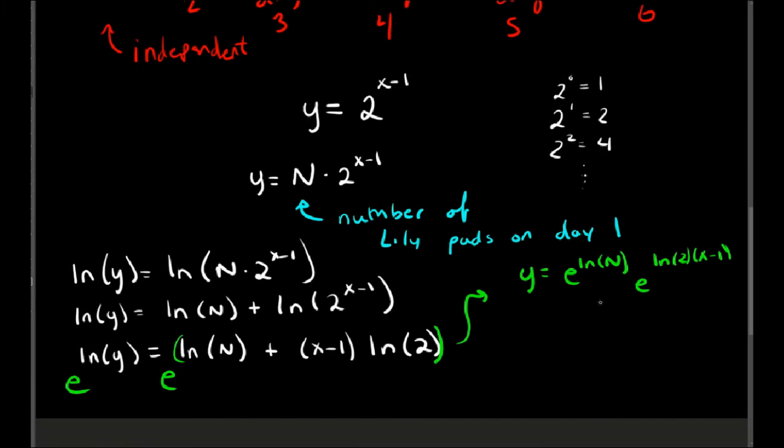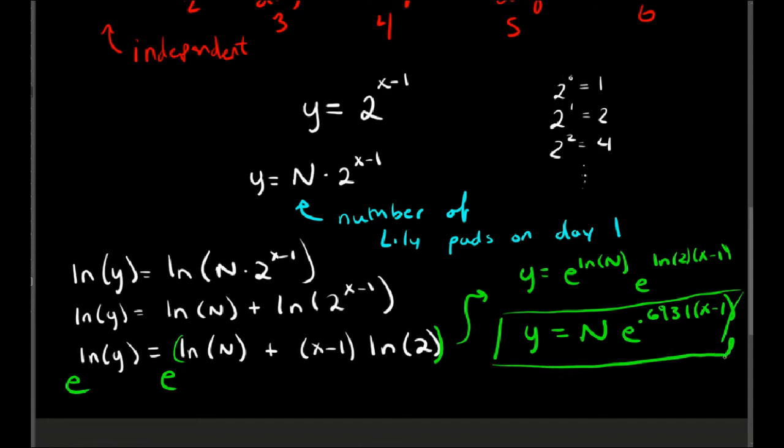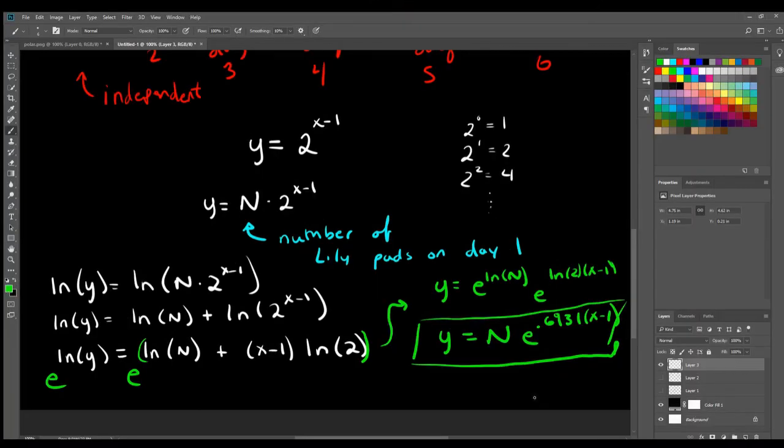And then e to the natural log of n is just n, and the natural log of 2 we can approximate as 0.6931. You just put that in a calculator. And so my final equation, y, number of lily pads, is equal to n times e to the 0.6931 times x minus 1 power, where x is the number of days. And so we can use this equation to model the lily pad growth for a pond where lily pads double every day.